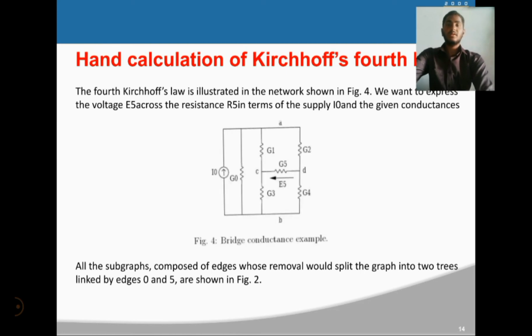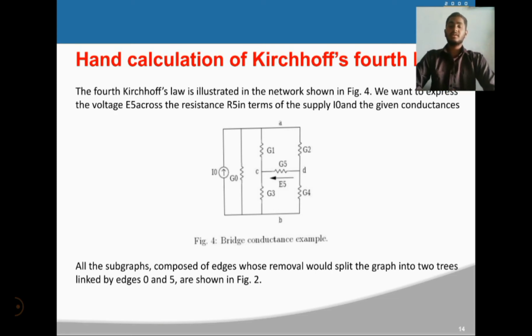And calculation of Kirchhoff's fourth law. The fourth Kirchhoff's law is illustrated in the network shown in figure 4. We want to express the voltage E_phi across the resistance R_phi in terms of the supply I0 and the given conductances. And that is the figure 4 bridge conductance example.